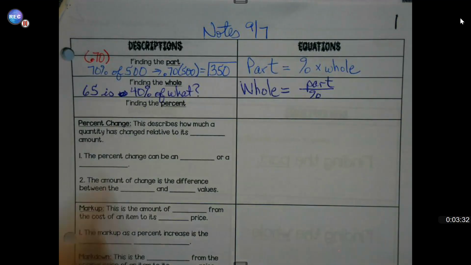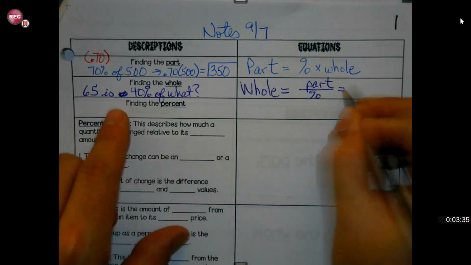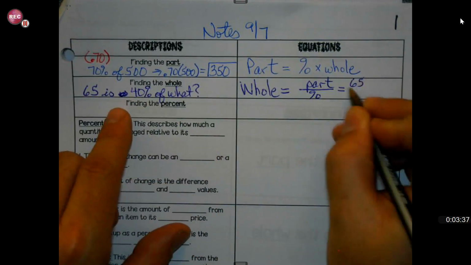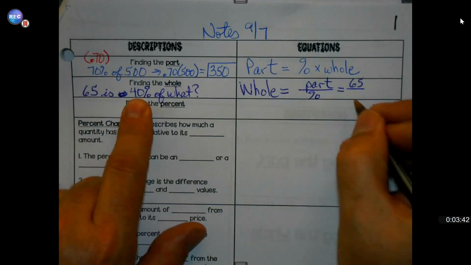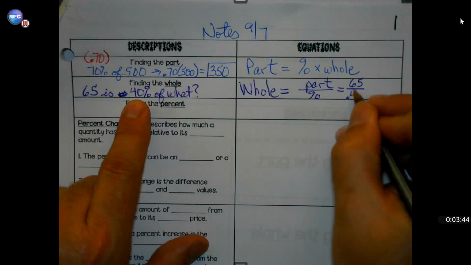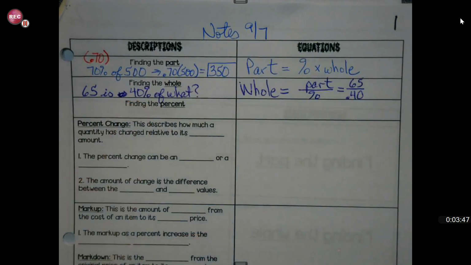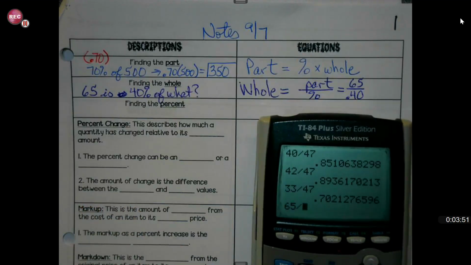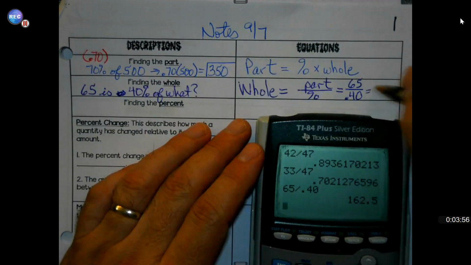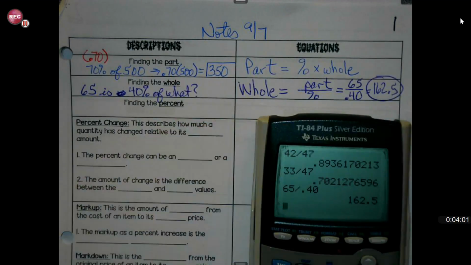Here, I would take my part, my 65, and I'd divide it, again, as a decimal, by my percentage. Keeping in mind that if I'm looking for the whole and I have a part, the number better be bigger.